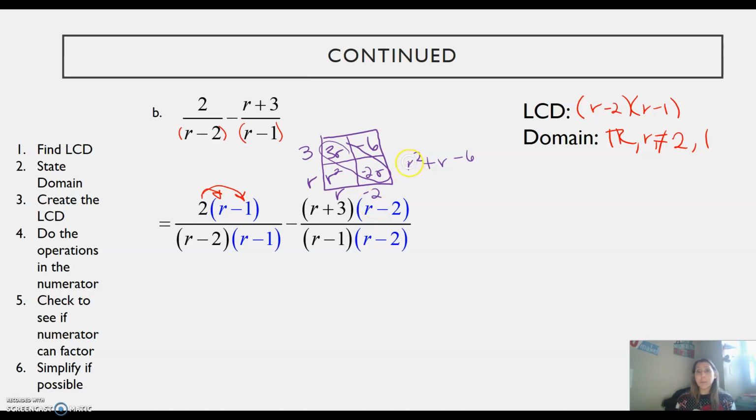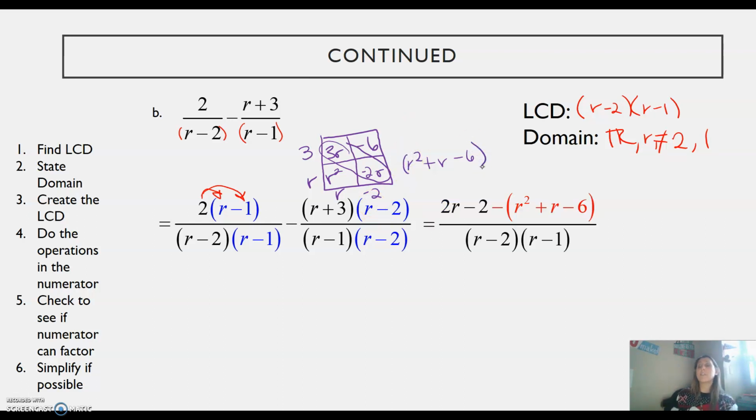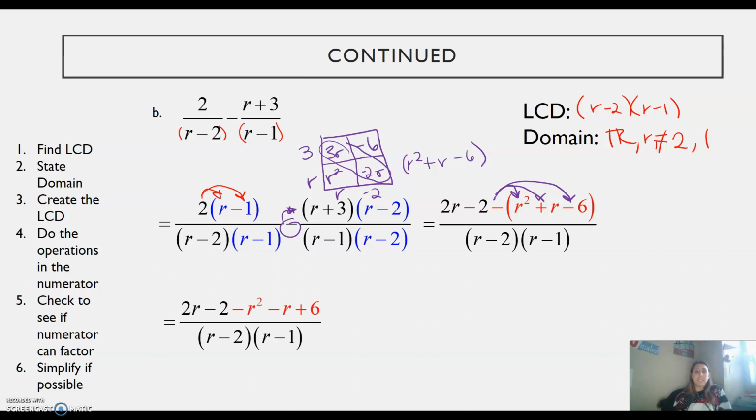So again, I'm going to put this in parentheses. So that minus sign went up right there, and I put this in parentheses. Again, I want to distribute that negative to all 3 terms. Okay, so negative 1 times r squared is negative r squared. Negative 1 times positive r is negative r. And negative 1 times negative 6 is a positive 6.